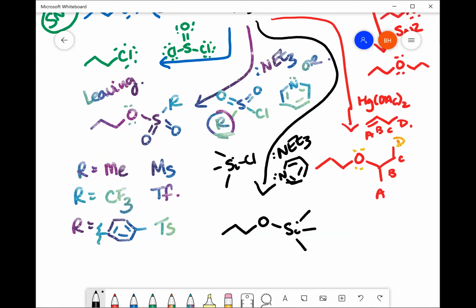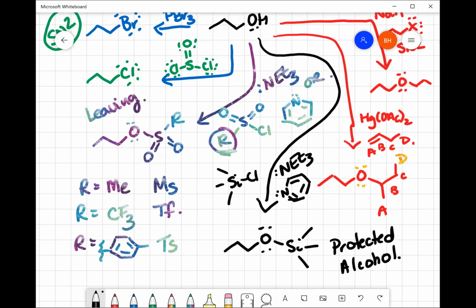You'll notice that the two things these two bases have in common is that the nitrogen has three bonds to carbon, so it really can't behave as a nucleophile. It basically only can behave as a base. So that was to make a protecting group. So this is basically a protected alcohol. So we've got one method to convert an alcohol into a protected alcohol.